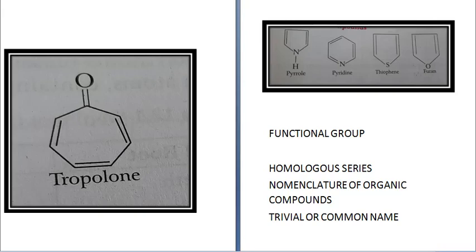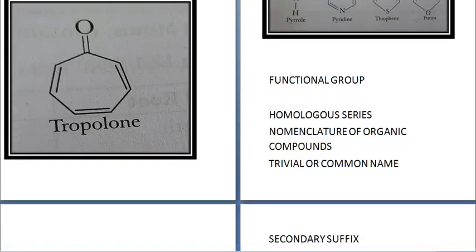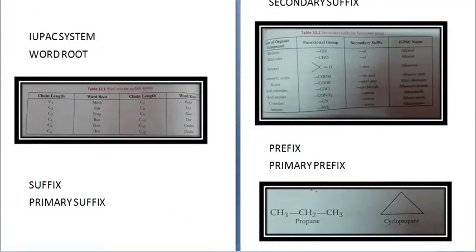But internationally, IUPAC has given certain names to the compounds. They are called the IUPAC system. IUPAC is the International Union of Pure and Applied Chemistry. Now, this system is accepted worldwide, and the first letter of the IUPAC name is always written in capital letter. The IUPAC name of any organic compound consists of three parts. First is word root, second is suffix, and the third is prefix.